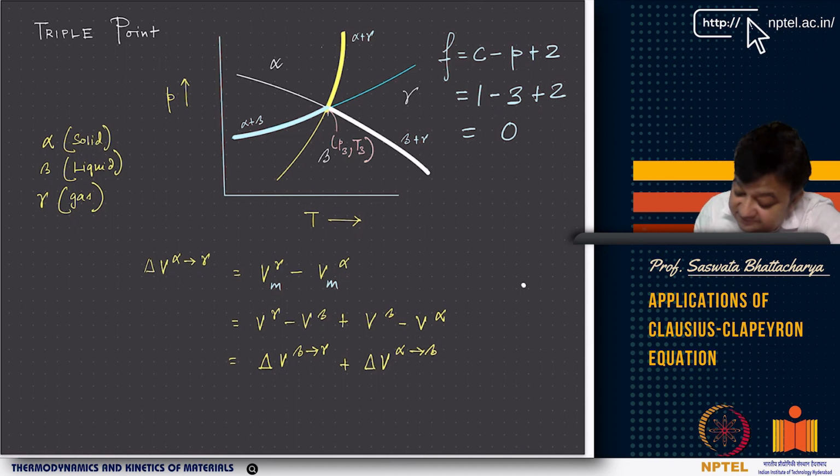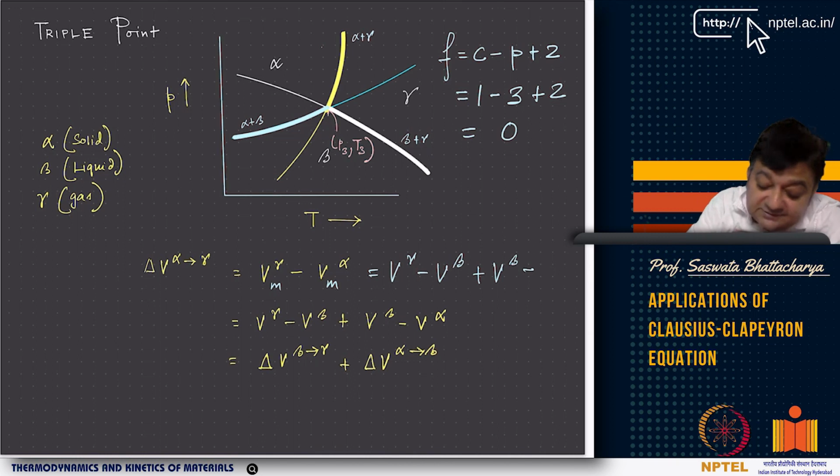We can write this as V gamma minus V beta plus V beta minus V alpha. So what I have done is just add one term, minus V beta, and then take it out again, so plus V beta. I am imagining this as a stepwise process.